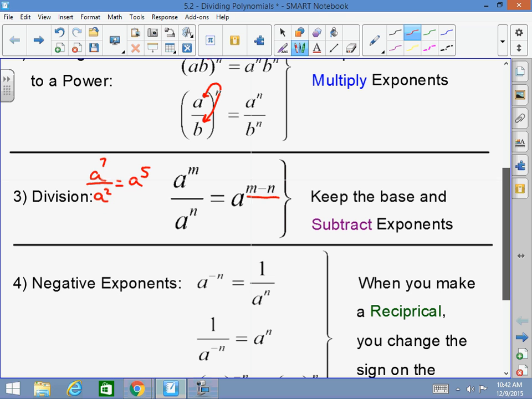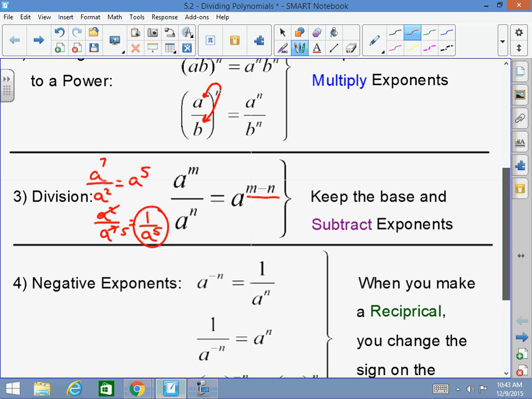Where a lot of people mess up is when you have a squared over a to the 7th, they also say a to the 5th. That's where the canceling method comes in a little bit easier. You have 2 a's up here, take 2 away from here, so I'm left with 5 a's down in the denominator. So always remember the canceling. You're doing the same thing, you're subtracting, it's just a little bit quicker.